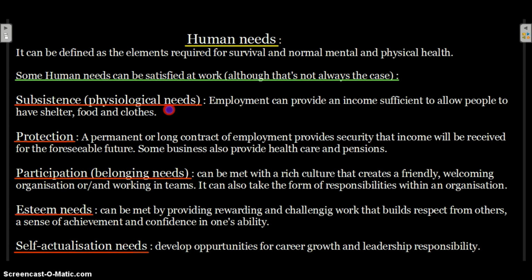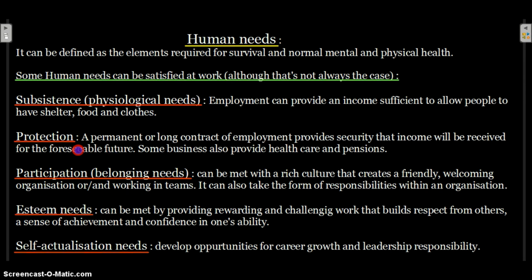They're subsistence, which are physiological needs. Employment can provide an income sufficient to allow people to have shelter, food, and clothes. The basic survival needs are being taken care of at business, because if you have sufficient income that you are happy with your life, you're happy with the money you're getting, then that means that your physiological needs are being taken care of.